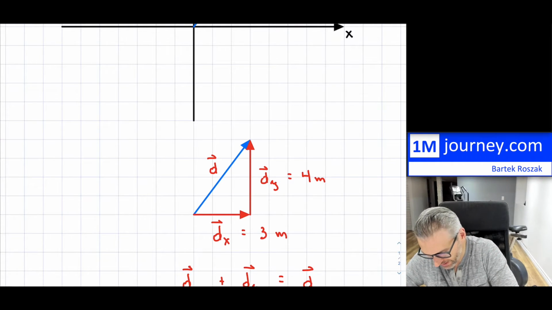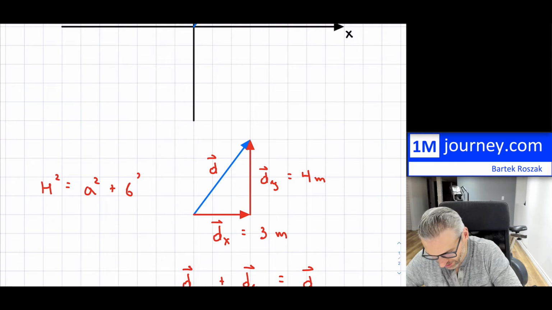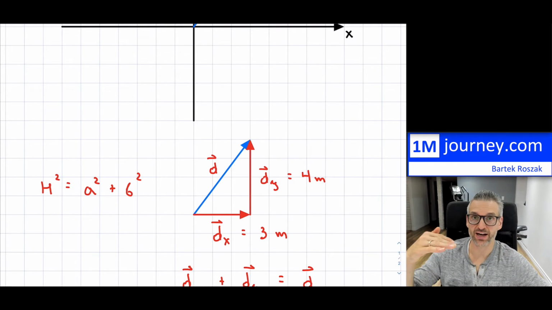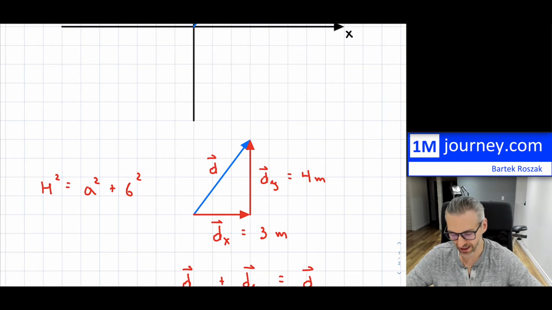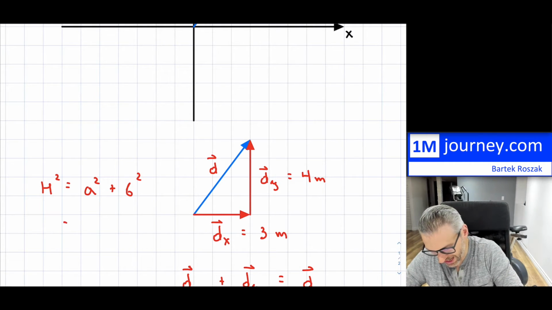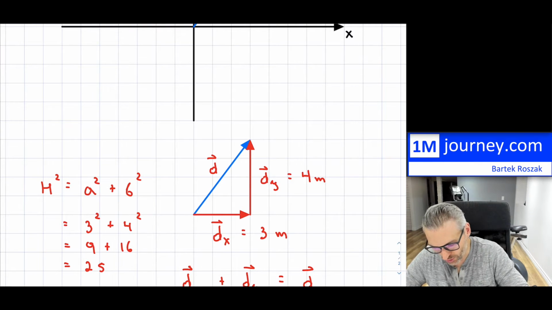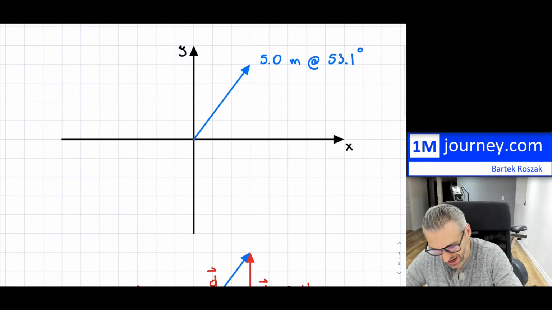And if you recall, the hypotenuse squared was equal to a squared plus b squared, where a and b were the actual sides, the lengths of the sides. Now, in this case, we have 3 squared plus 4 squared, which is equal to 9 plus 16, which is 25. And of course, if you take the square root of that, you're going to get exactly 5 back. So everything aligns for us.